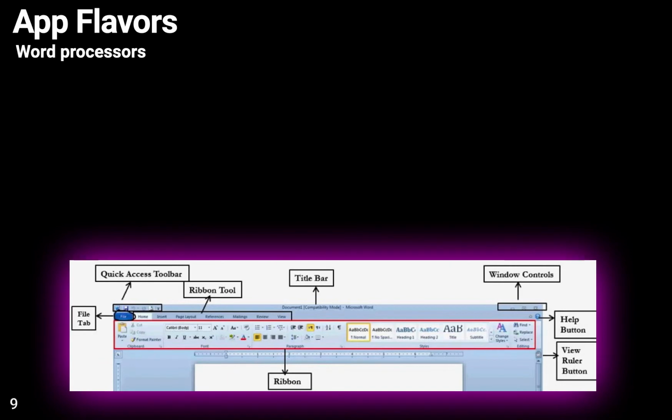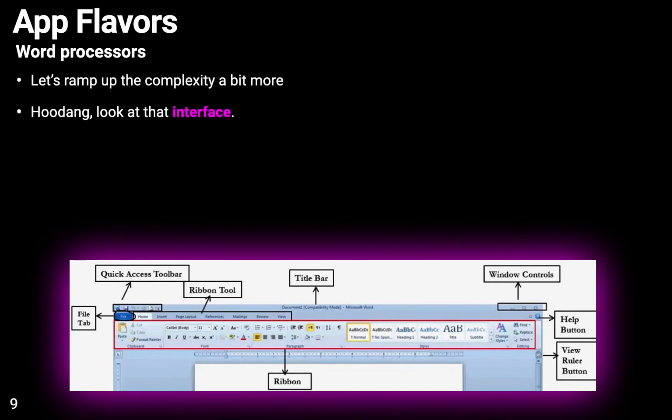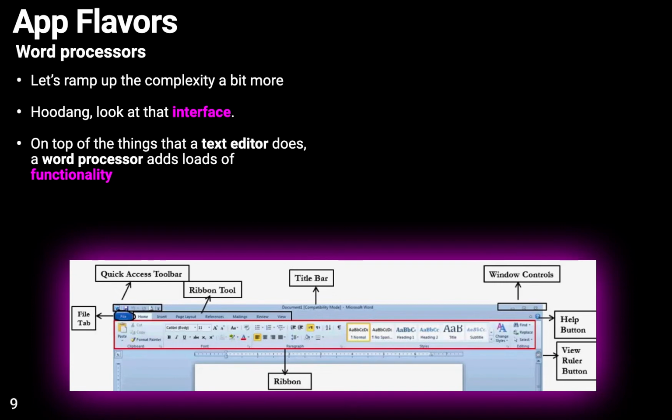Now we get into word processors, which feel similar to text editors, but they are so much more, right? We can ramp the complexity up. So look at this interface. There's a lot going on here. It's not just a white square waiting for me to type individual letters in. It's got all kinds of new sorts of information, right? On top of the things that a text editor does, a word processor adds loads of extra functionality. Each button you might think of as a function of the app's program. We'll return to that later.